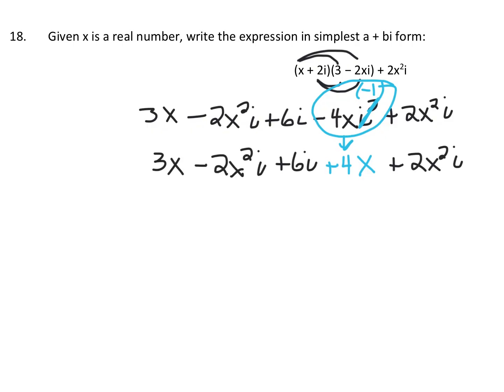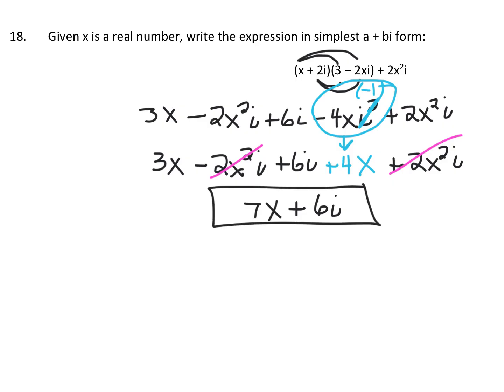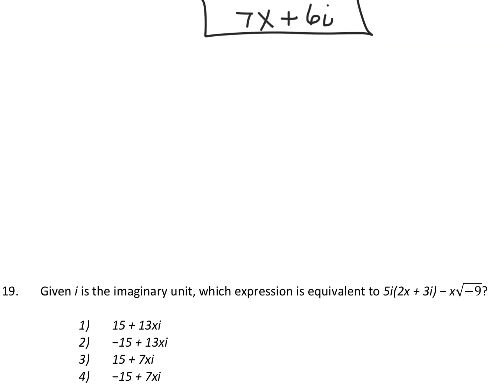First of all, if you notice, the negative 2x squared i and the positive 2x squared i cancel off. And then when we combine our like terms, we can combine the 3x with the 4x to give us 7x, and just bring down the plus 6i. Now, keep in mind, it does have to be written in this order, because when they say a plus bi form, they want the term with the i at the end. So this right here is our answer.